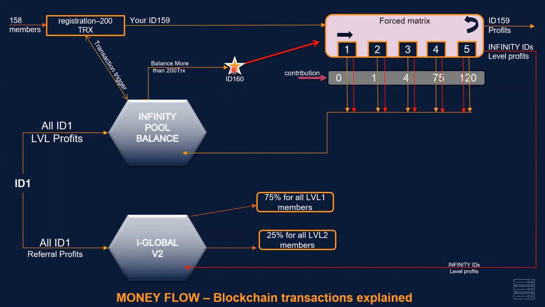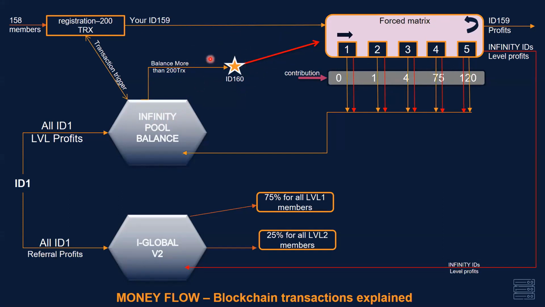It means this guy didn't pay from his side. The infinity pool balance paid for it. Okay? This ID is owned by the system, right? And it will be attached somewhere because 160 is an ID. So here, let's follow up the red lines.